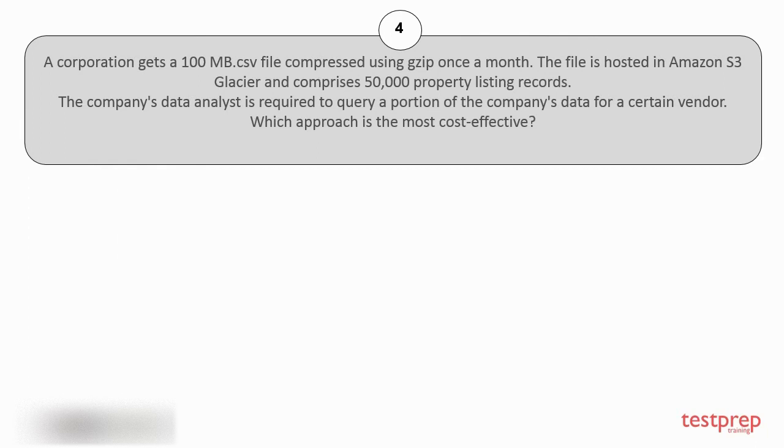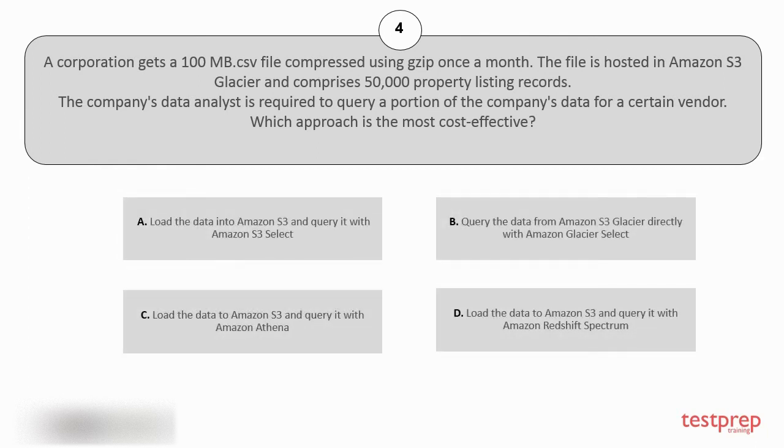Your options are: A. Load the data into Amazon S3 and query it with Amazon S3 Select. B. Query the data from Amazon S3 Glacier directly with Amazon Glacier Select. C. Load the data to Amazon S3 and query it with Amazon Athena. D. Load the data to Amazon S3 and query it with Amazon Redshift Spectrum. The correct answer is option C.